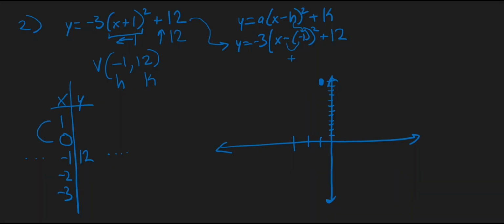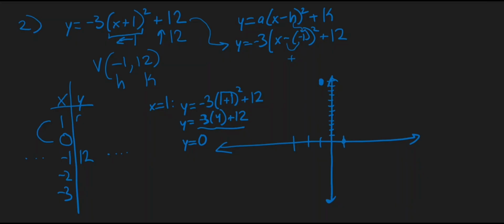So if you plug in an x value of 1, then y would be -3 times (1 plus 1) quantity squared plus 12. That comes out to be -3 times, so 1 plus 1 would be a 2, and 2 squared gives you a 4. Then we have a plus 12 at the very end. That gives us -12 plus 12, which would be a 0. So when x is 1, then y would be 0, which let's make that a point right here.